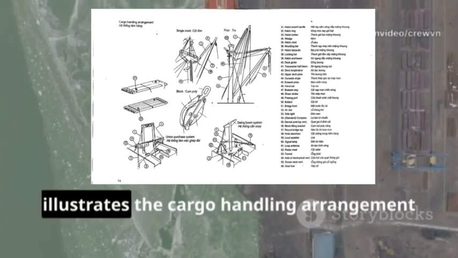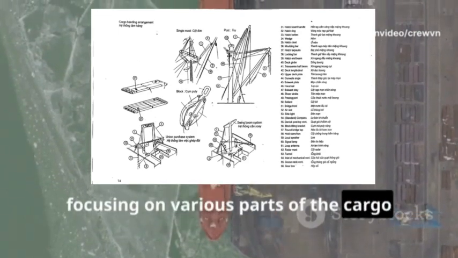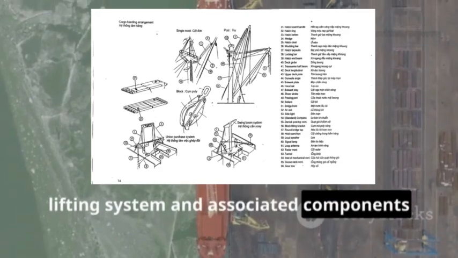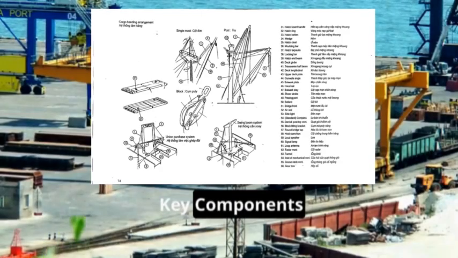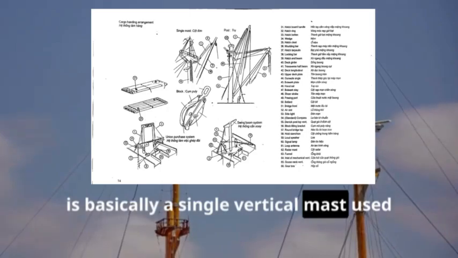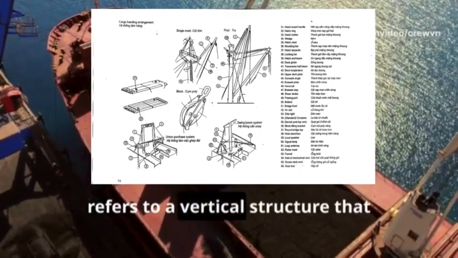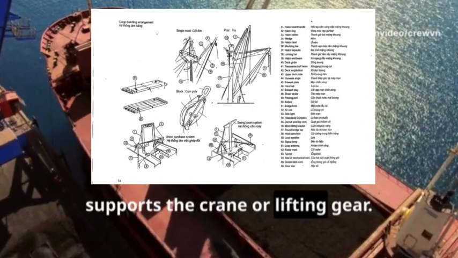This diagram illustrates the cargo handling arrangement on a ship, focusing on various parts of the cargo lifting system and associated components for cargo handling. Key components. Single mast, or cot john, is basically a single vertical mast used to support the lifting equipment. Post, or true, refers to a vertical structure that supports the crane or lifting gear.